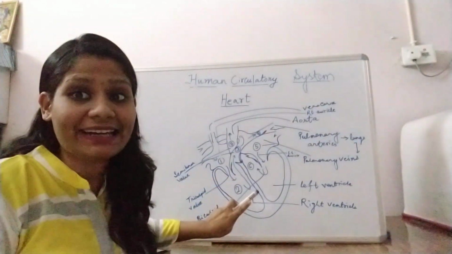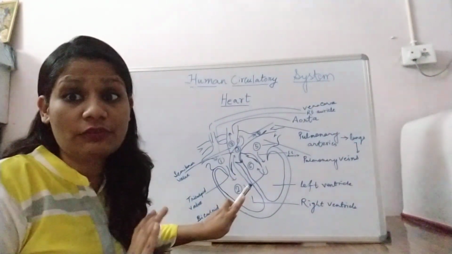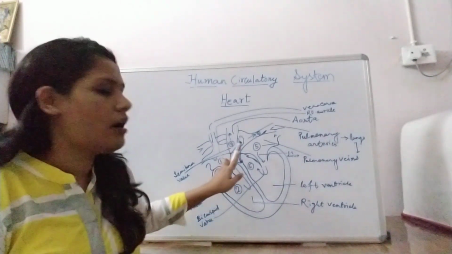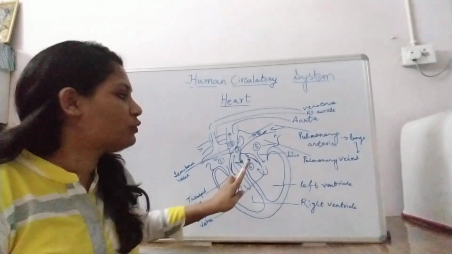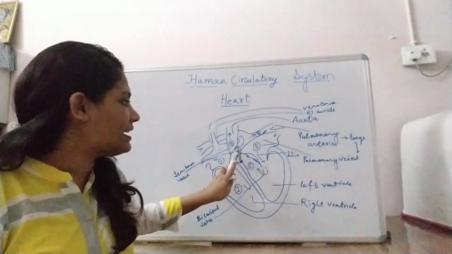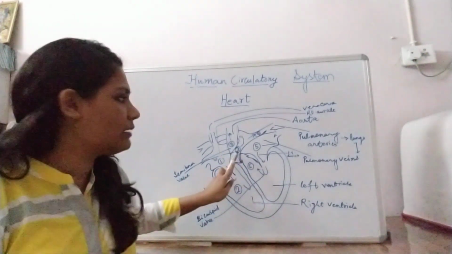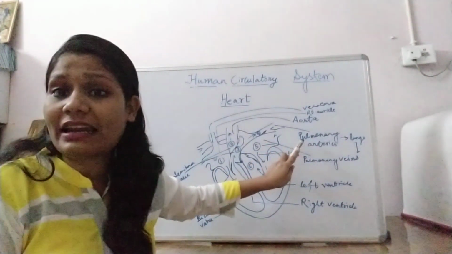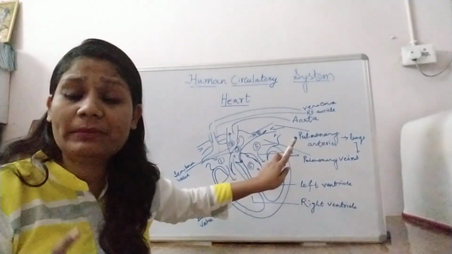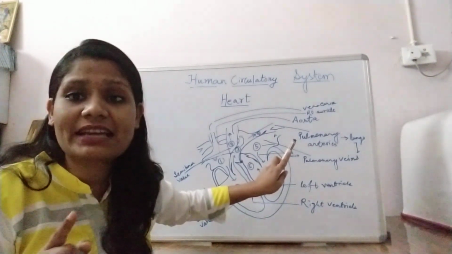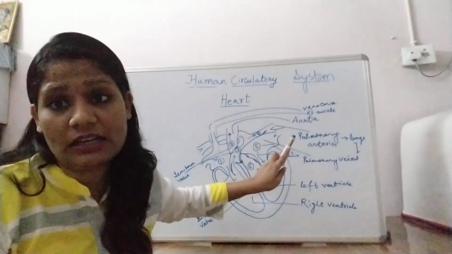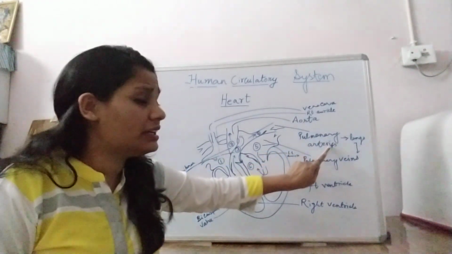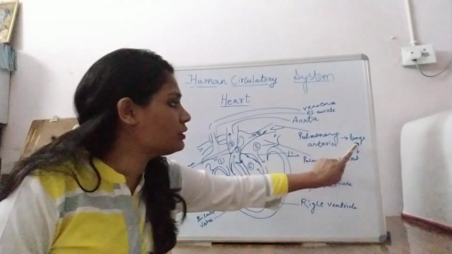Now when the right ventricle is filled with deoxygenated blood, it moves into the pulmonary arc, and through the pulmonary arc, that is 3, it moves to the pulmonary arteries. Arteries carry oxygenated blood, but pulmonary arteries are the only ones carrying deoxygenated blood. Through the pulmonary arteries, the deoxygenated blood goes into the lungs.